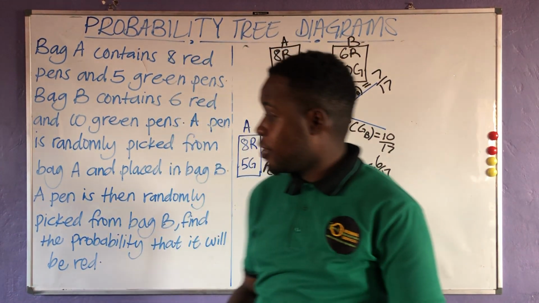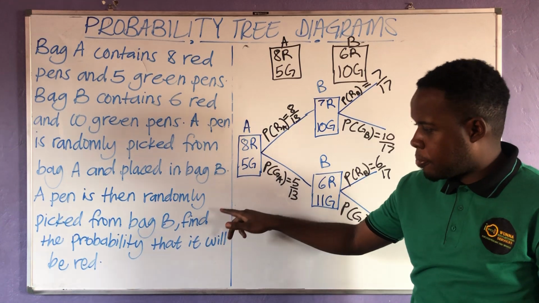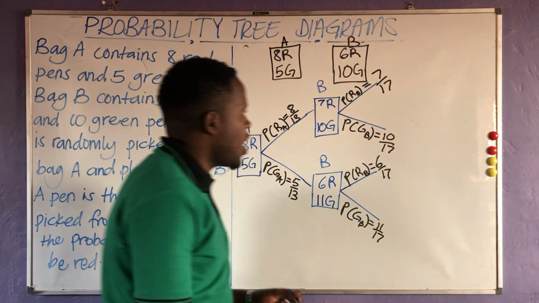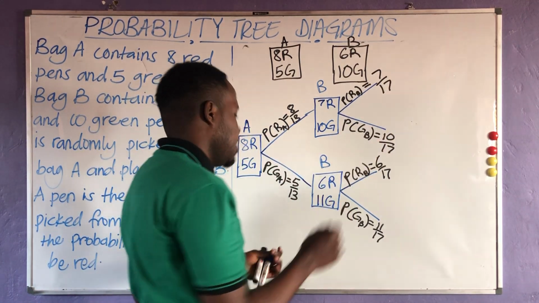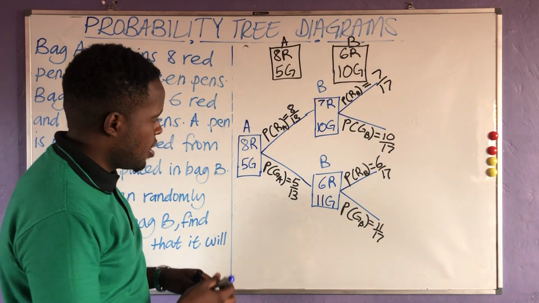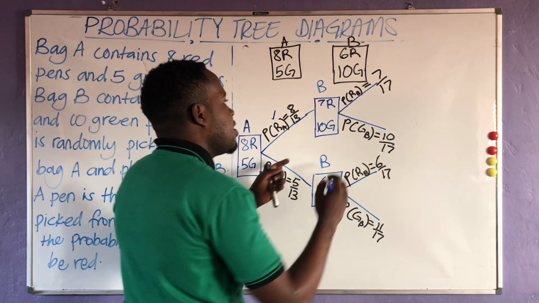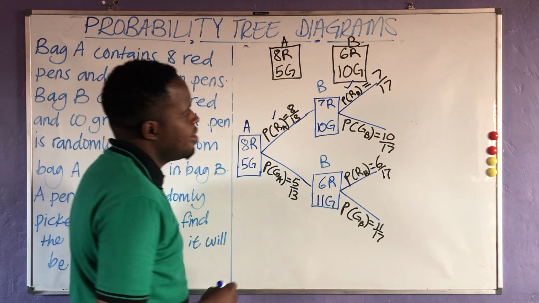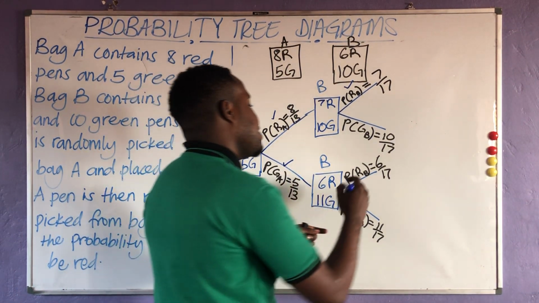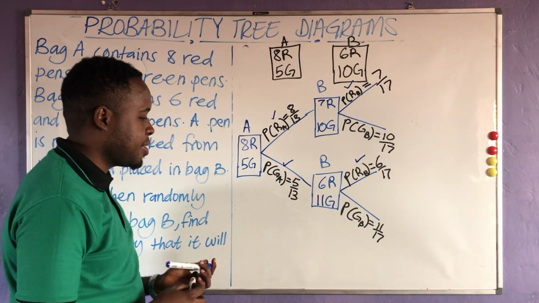Now from there, we are going to go back to our question. They are telling us to calculate the probability that that pen will be red. So we are going to have to look at our tree very carefully and we see where we end up with the red pen. So we end up with the red pen when we start with the red from A and end up with the red in B, or starting with the green from A and ending up with the red in B. So let us now calculate, friends.